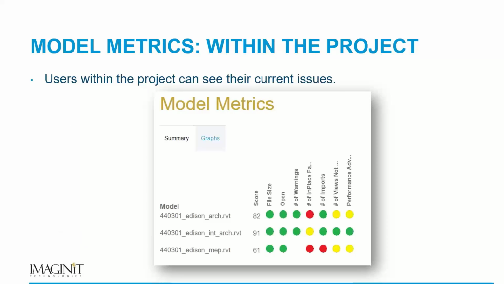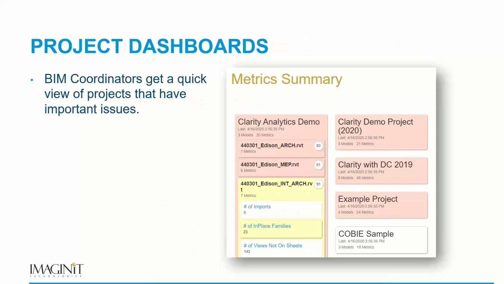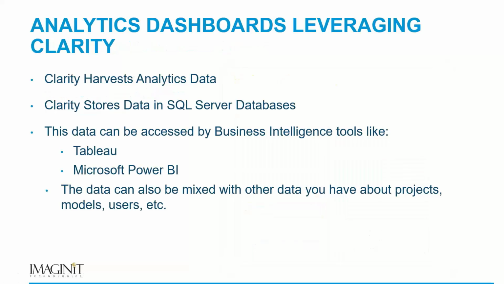Users can see the project metrics inside of the Clarity project. They can go in and see the models in the project, which ones have issues and what kind of issues they have, as well as looking at the data over time. And BIM coordinators who might be responsible for model health across a bunch of projects can get a quick view across projects and see which projects have issues, and within each project, which models have issues. So different ways of looking at that data.